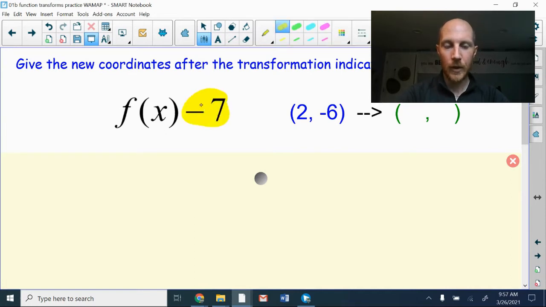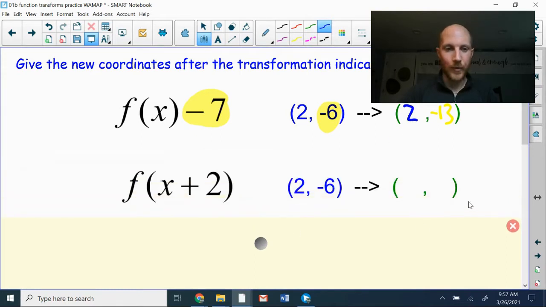This is going to be a vertical transformation. The 7 is outside the function notation, and I'm going to subtract 7 from the original y coordinate. So the new y coordinate is going to be -13. And the x coordinate used to be 2. That is not affected by anything that we've just done, so the x coordinate stays as a 2.